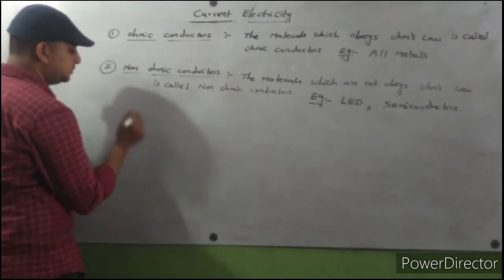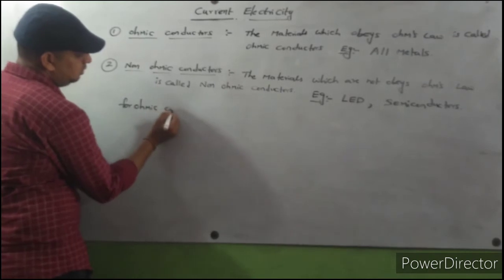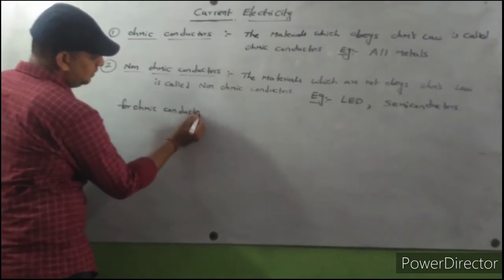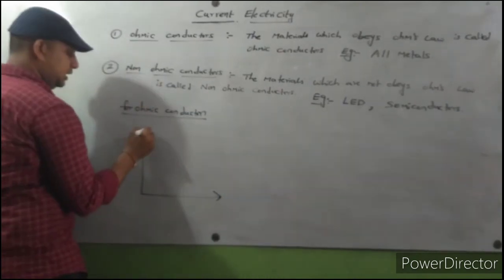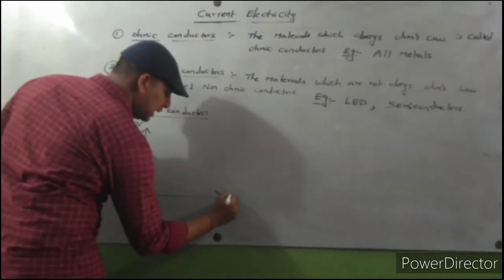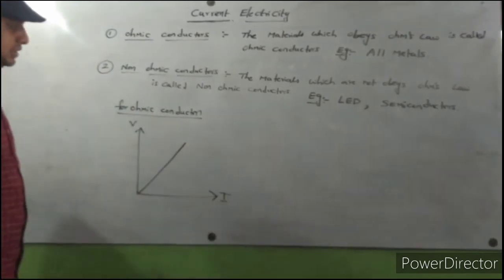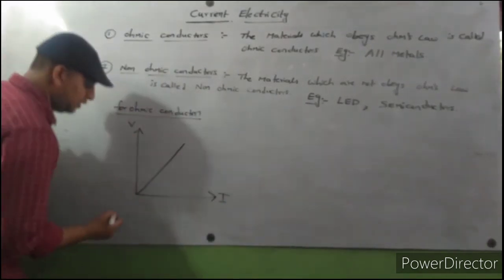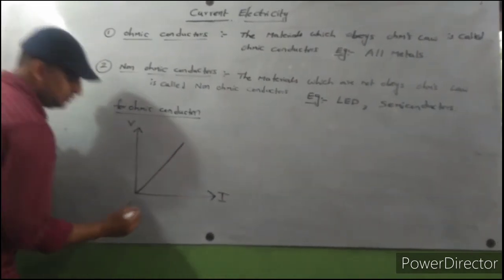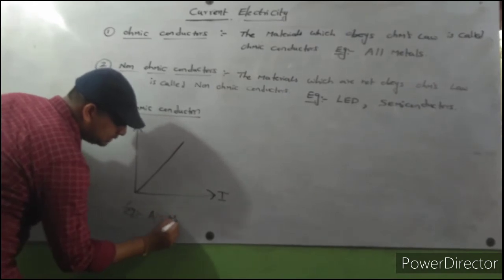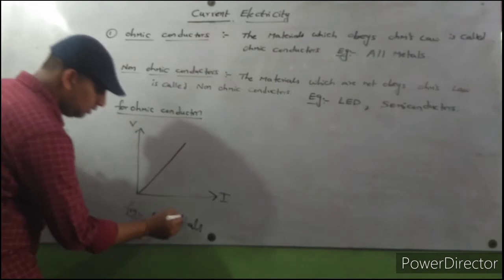For ohmic conductors, the graph between V versus I is a straight line. This is the figure for ohmic conductors. All metals satisfy this condition.